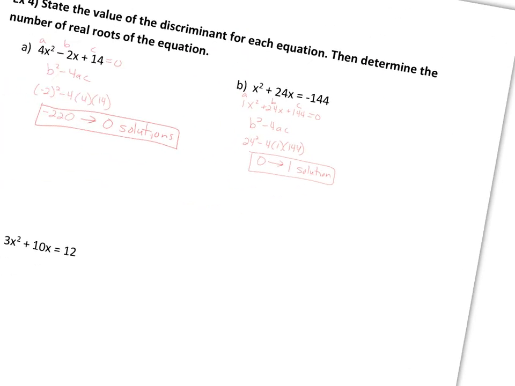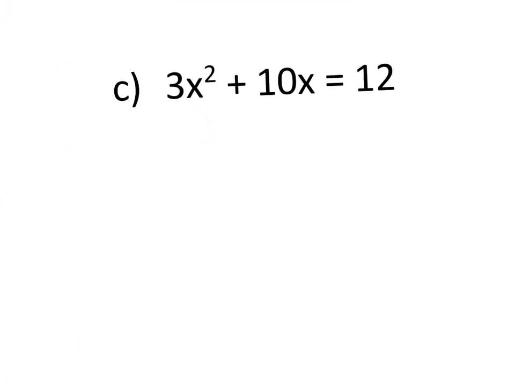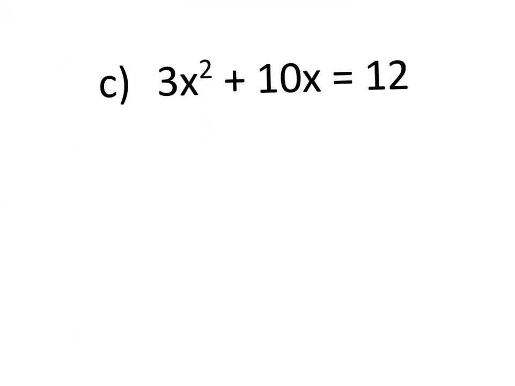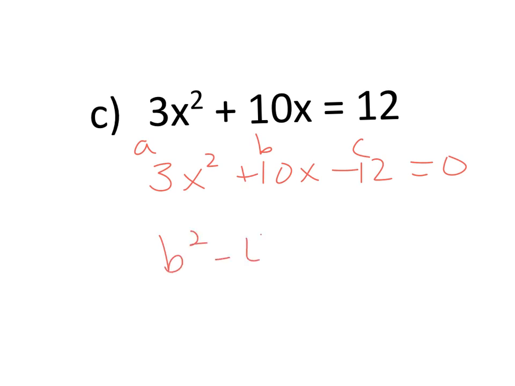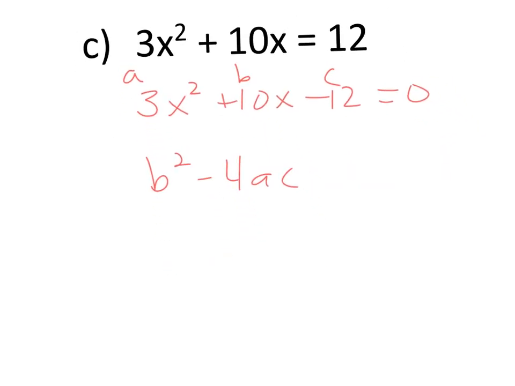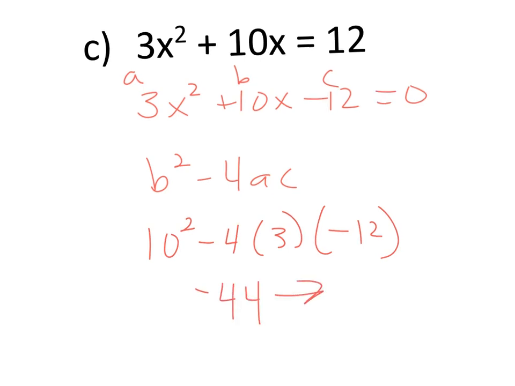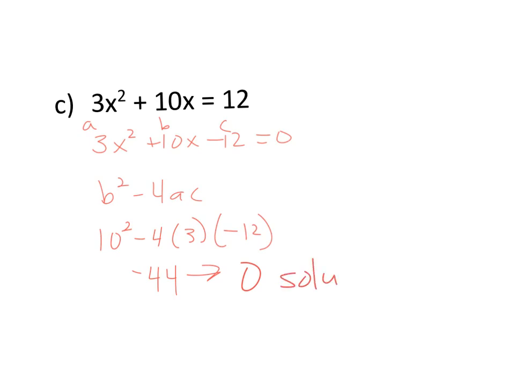Okay, and last problem finally. Again, let's make sure this is set equal to 0. So let's subtract the 12 over to the other side here and get 3x squared plus 10x minus 12 equals 0. So we have A, B, and C. Again, b squared minus 4ac is the discriminant value underneath the square root. So I've got 10 squared minus 4 times 3 times negative 12. I end up with negative 44 when I type that all in. And since it's a negative, it means it has 0 solutions, because you cannot have a negative underneath the square root.